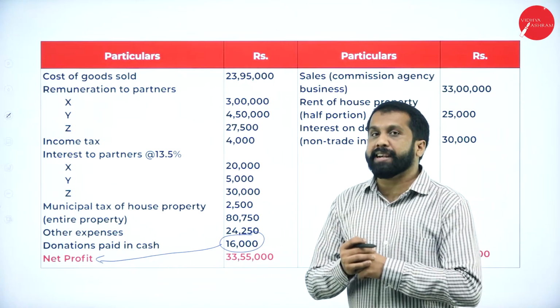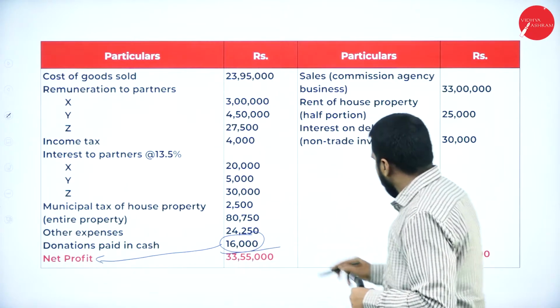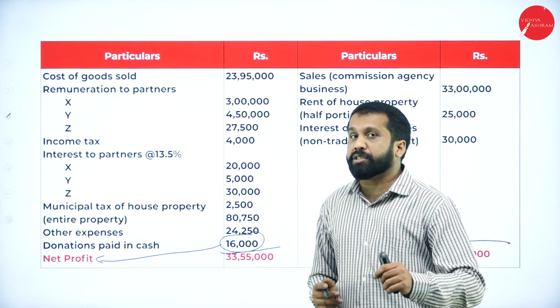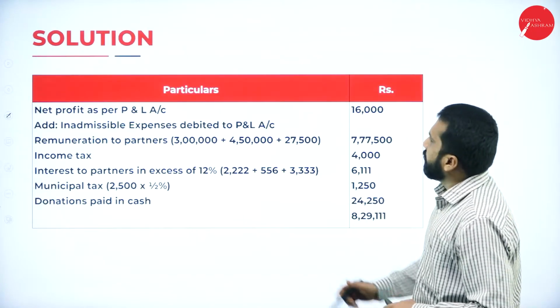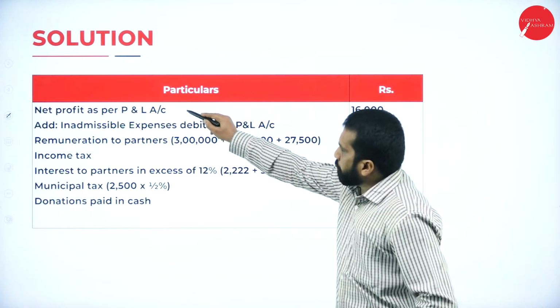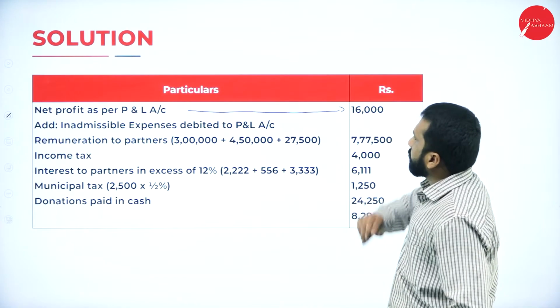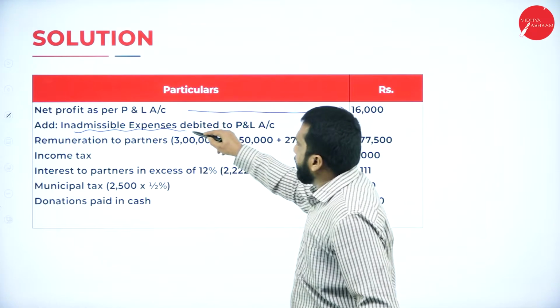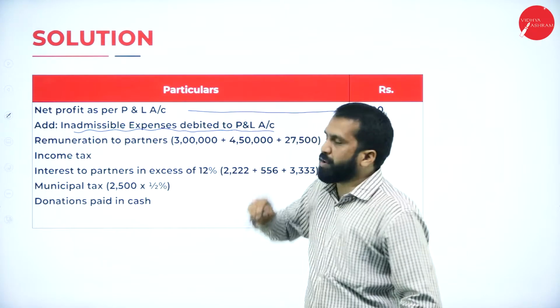16,000 is your net profit. These are your total. Clear? What is your net profit? 16. See your answer. Particular net profit is 16,000. For that, you should add what? Inadmissible expenses debited to P&L.